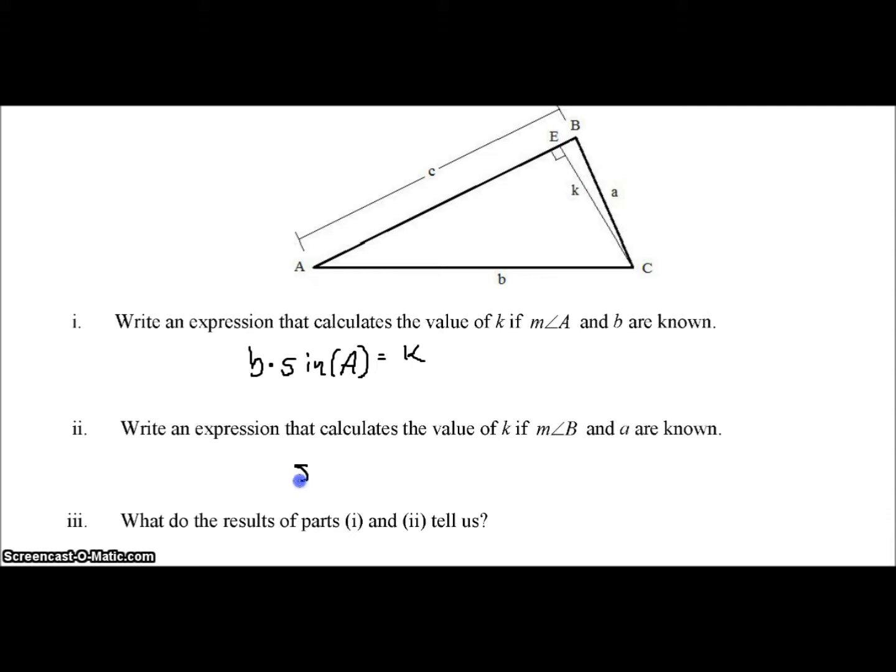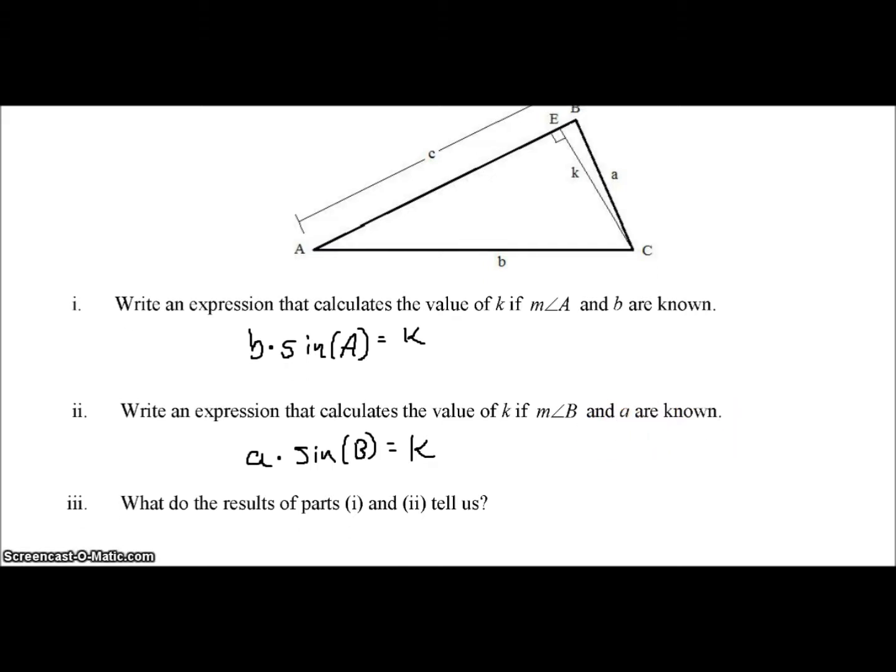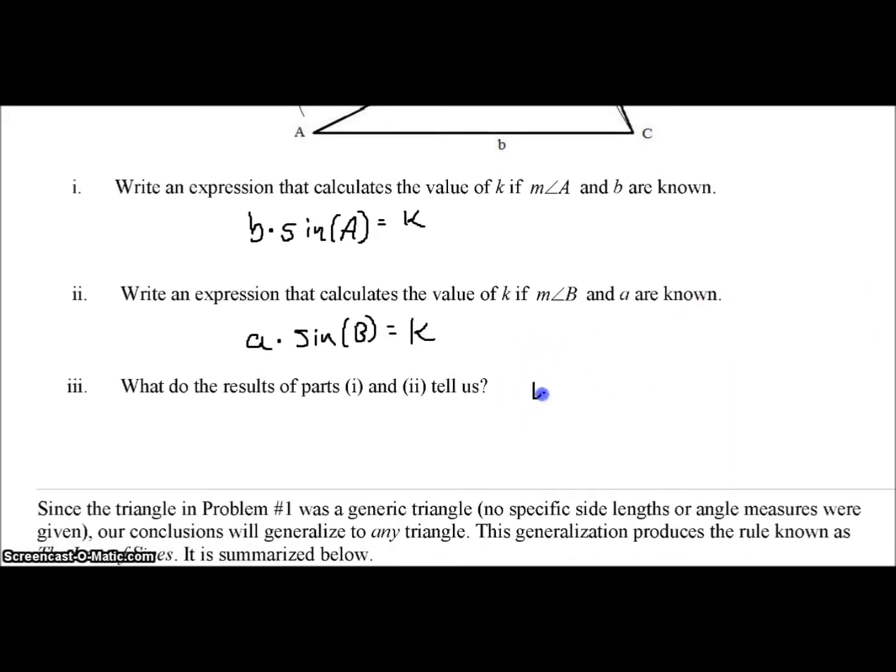And then if we use angle B, the opposite over hypotenuse, k over a, we'll just again have k equals a times sine of B. And then if we put those together, that means b times sine of A equals a times sine of B. And then we could rearrange this to get this.